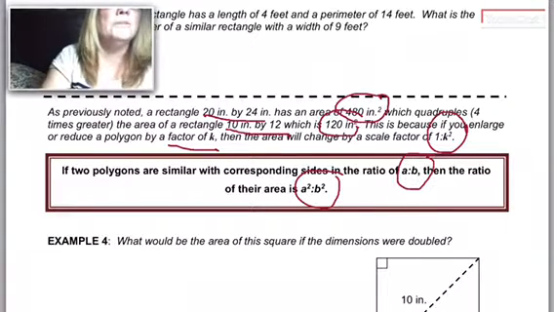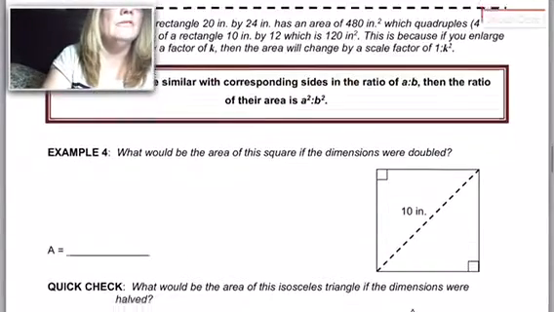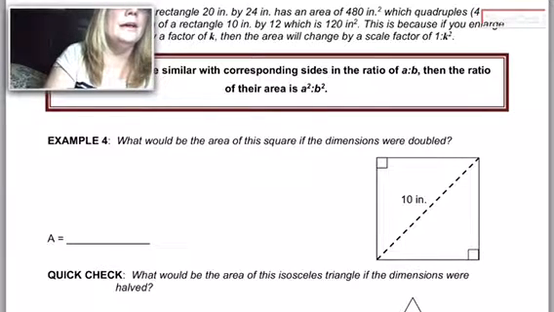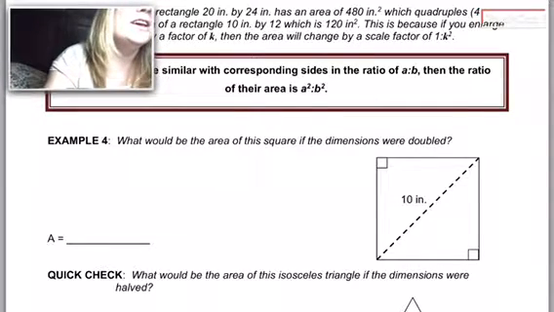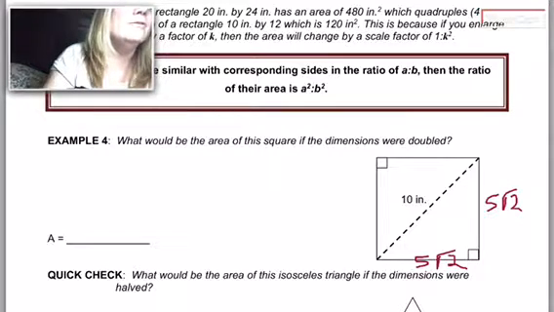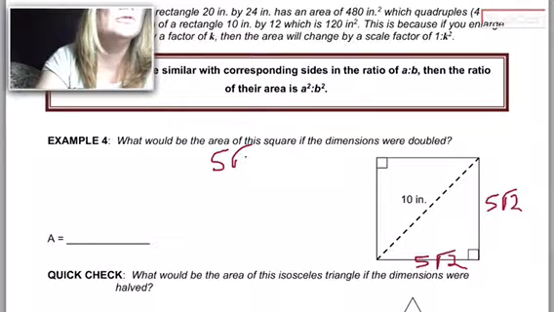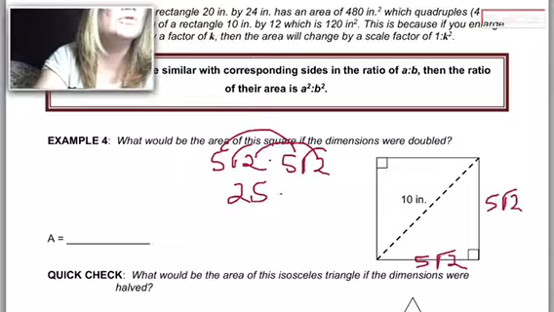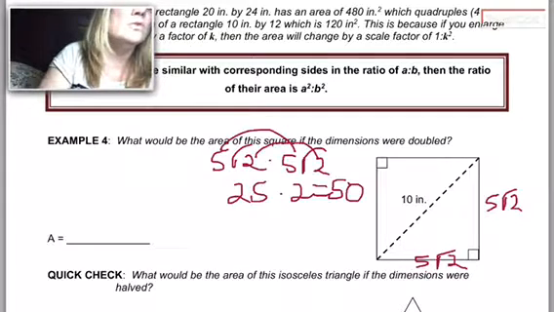So let's look at a couple of examples here. Here we have a square, and it has a diagonal of 10, which means, hopefully you recognize your 45, 45, 90 triangles, that the sides would be 5 times the square root of 2. So if we want to know the area, we would do 5 times the square root of 2 times 5 times the square root of 2. You multiply 5 times 5, that's 25. Multiply the square root of 2 times the square root of 2, which is 2, and we get 50. So the area of this square is 50.